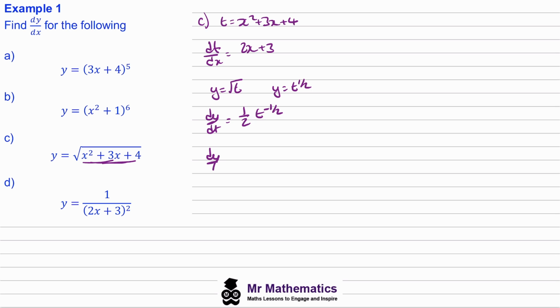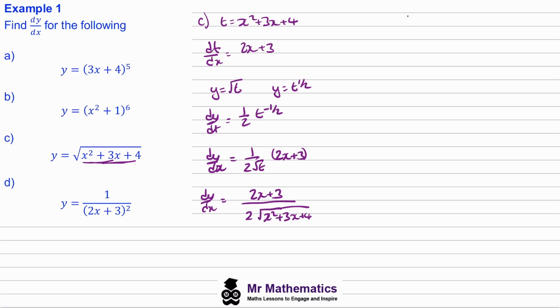So dy by dx will be dy by dt. I'm going to write this as a fraction. So 1 over 2 root t, multiplied by dt by dx. Now we can tidy this up. So dy by dx will be 2x plus 3 over 2 root t. And remember that we let t equal this term here, so x squared plus 3x plus 4.